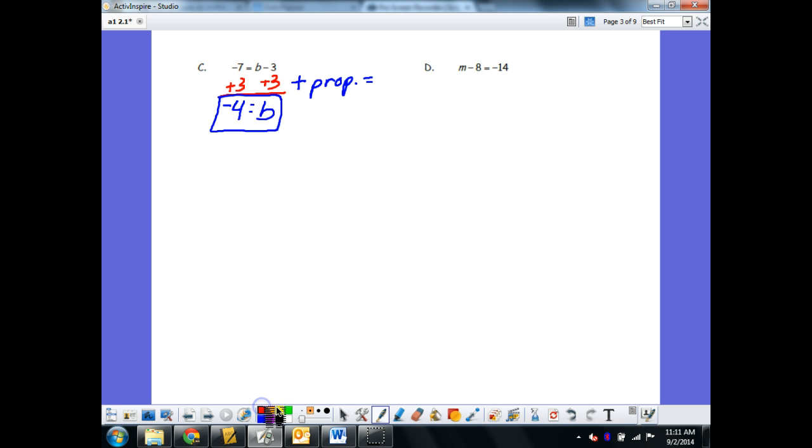Same thing with D. We're subtracting 8 from the variable, so to undo that, we add 8 to both sides. And since we're adding the same thing to both sides, once again, that is the addition property of equality. And doing the arithmetic, negative 14 plus 8 is in fact negative 6.